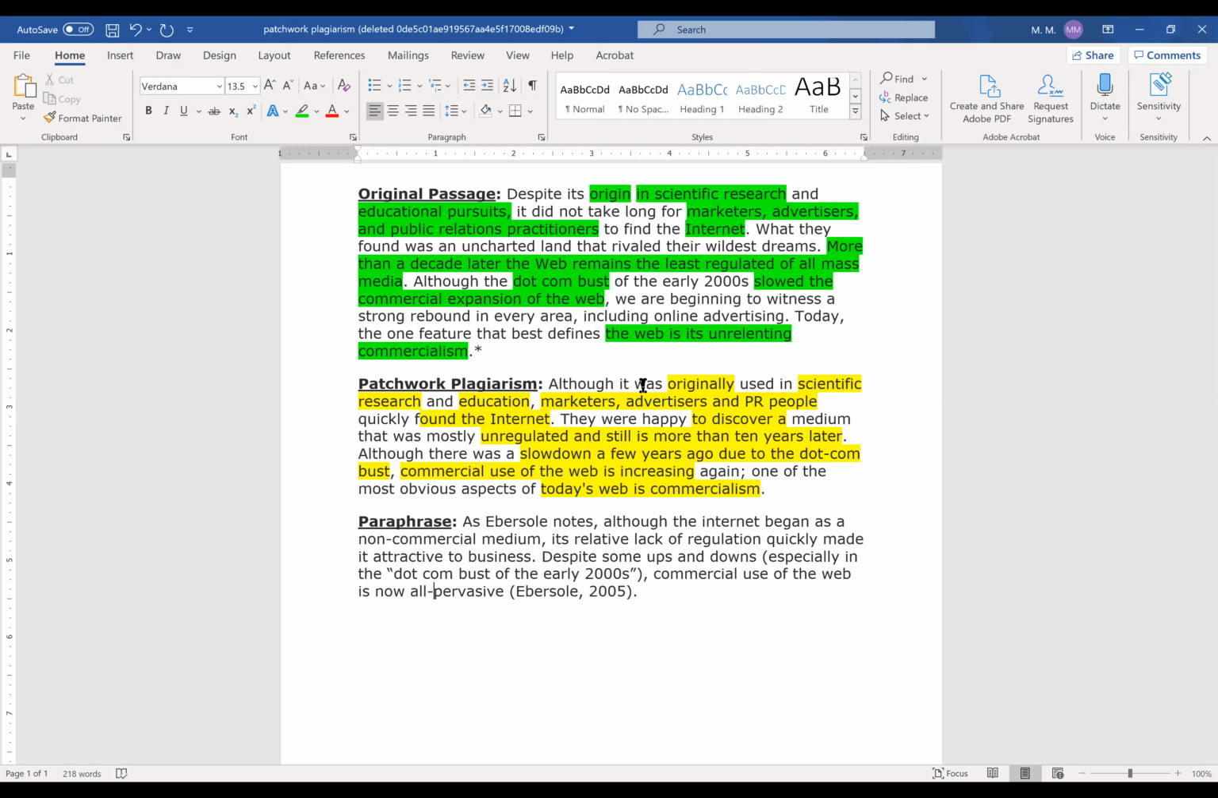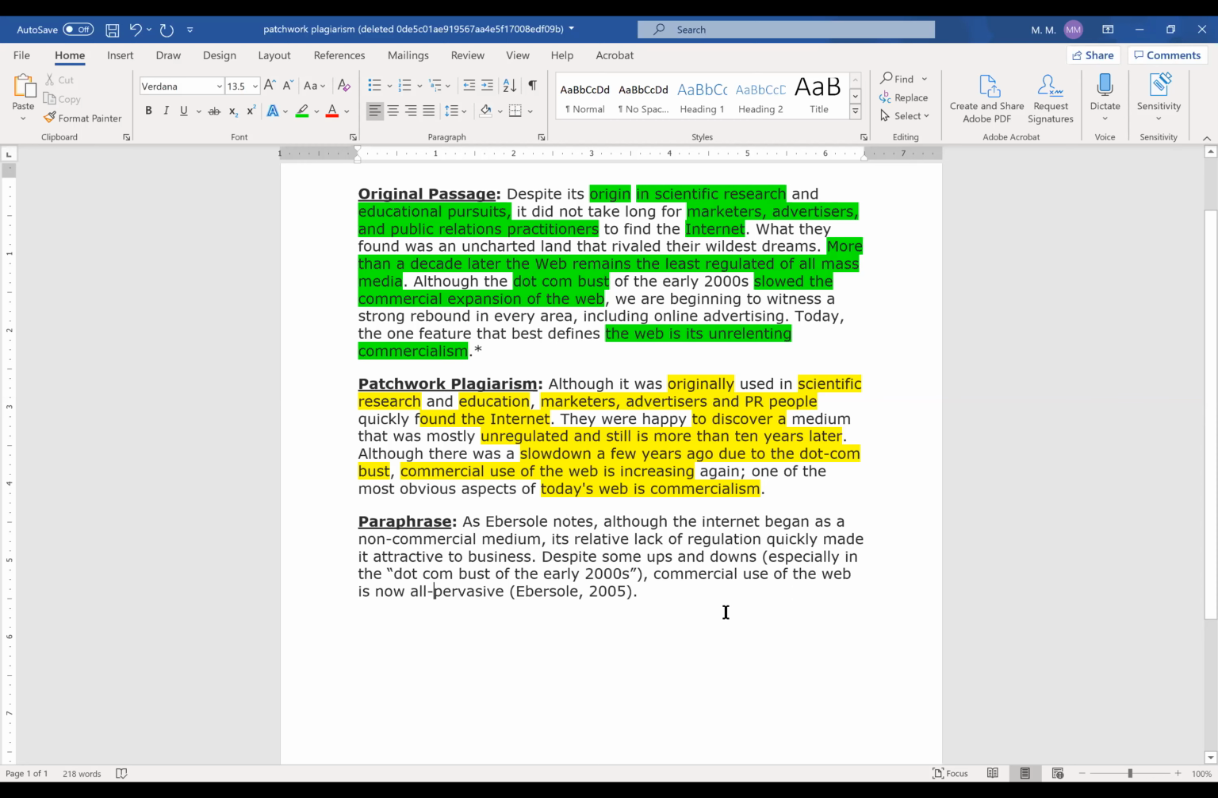Paraphrasing is completely using your own words to say what the original passage said. So here's an actual example of paraphrase. As Ebersol notes, although the internet began as a non-commercial medium, its relative lack of regulation quickly made it attractive to businesses. See, I took the ideas here and put it in my own words. Despite some ups and downs, especially in the, quote, dot-com bust of the early 2000s, unquote, commercial use of the web is now all pervasive.